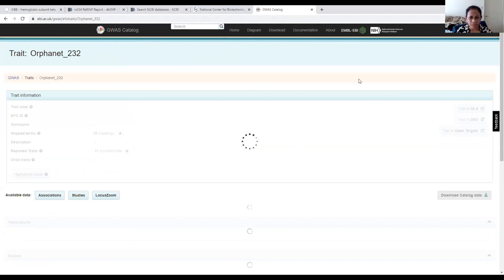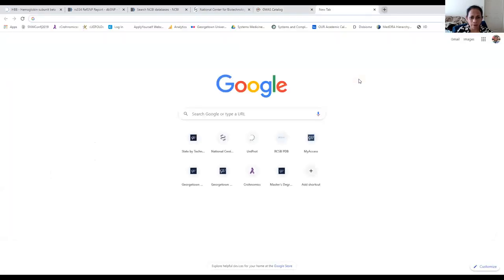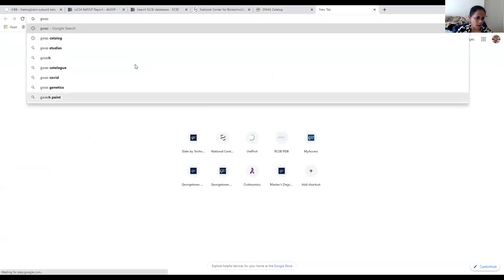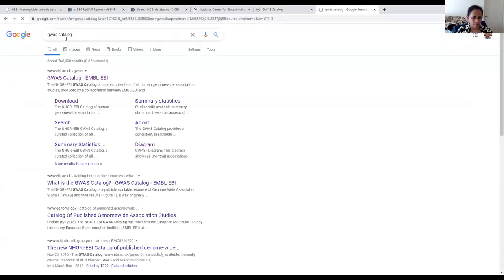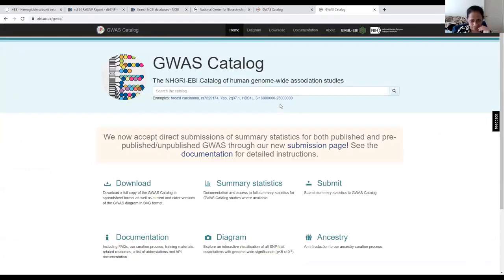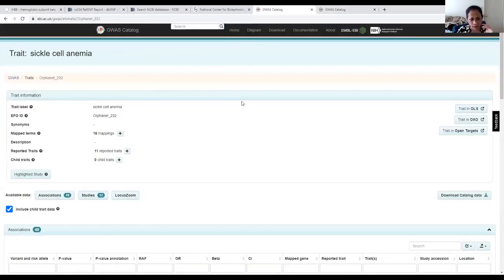So in the meantime, let's not waste our time. I will just let this be, right? And then what I am going to do is open up another tab, and I'm just going to do GWAS again, and I will show you other things in GWAS. Okay, let's go. Oh yeah, it is actually done.